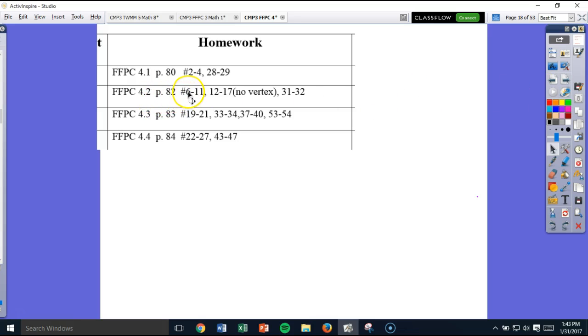4.2 again is 6 through 11, 12 through 17. No need to tell me what the vertex is, and 31 and 32.